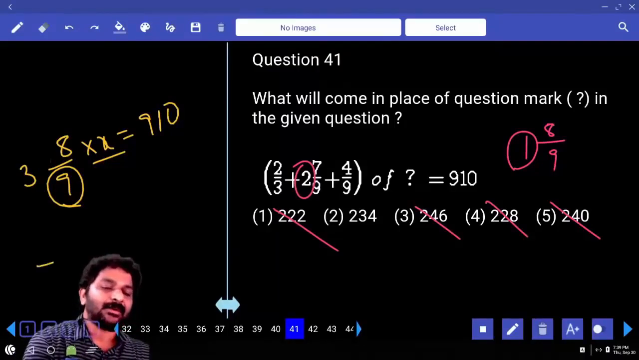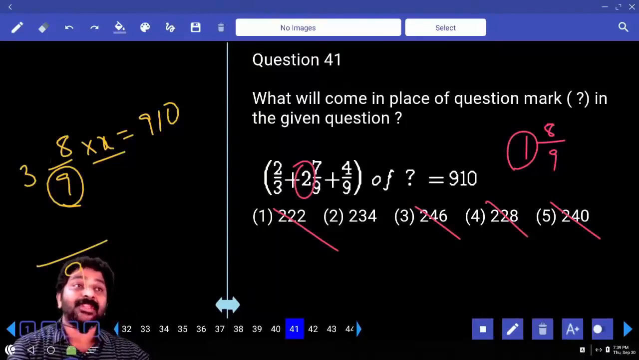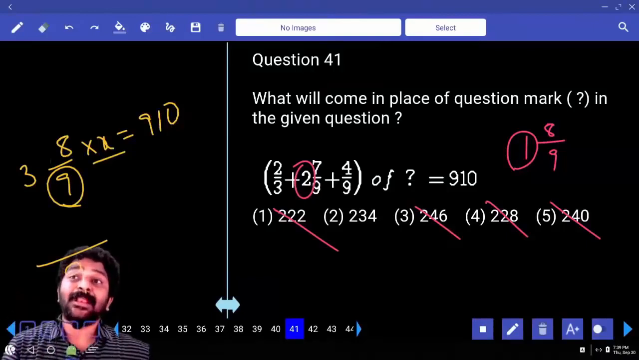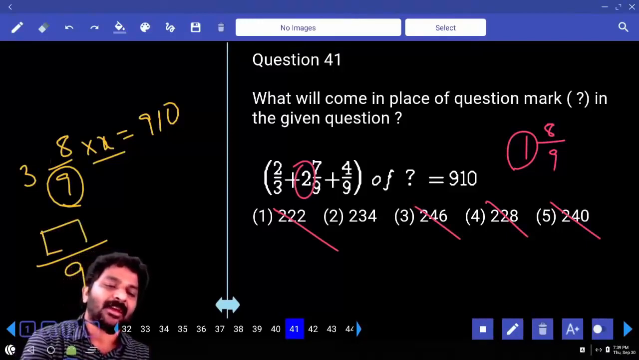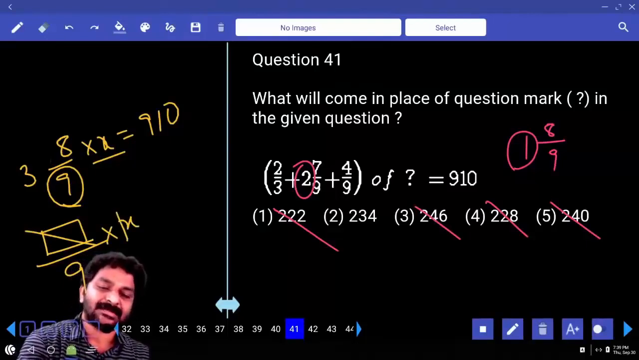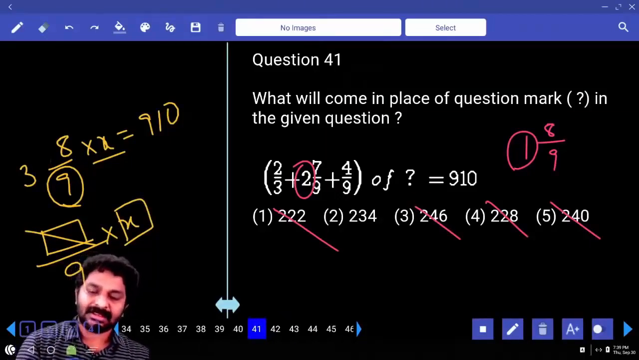When you convert into improper, your denominator is 9. In the numerator what should come? 3 into 9 plus 8. Is it a 3 multiple? A 9 multiple? So here in the numerator we are not getting a 3 multiple or 9 multiple. So the other number x must be a multiple of 9. Agreed or not? Okay, next.